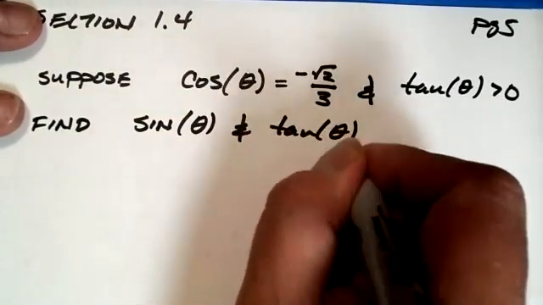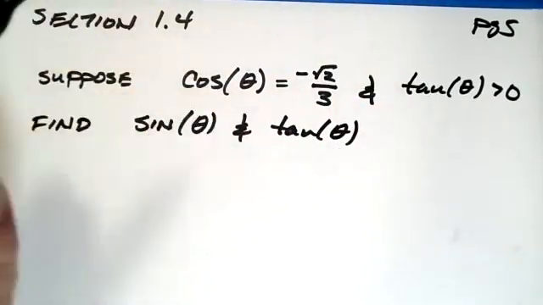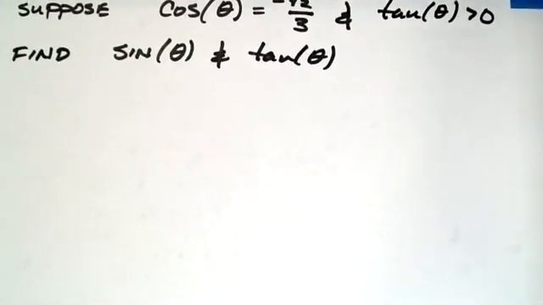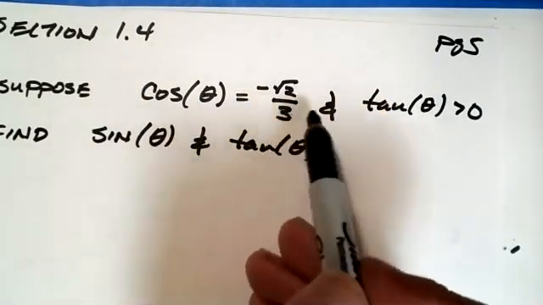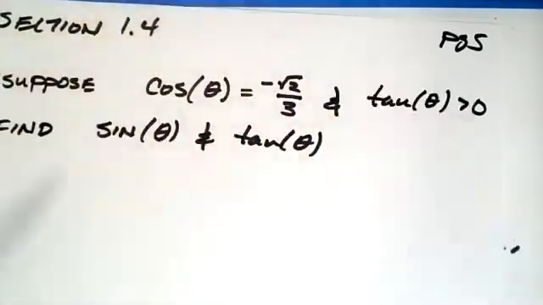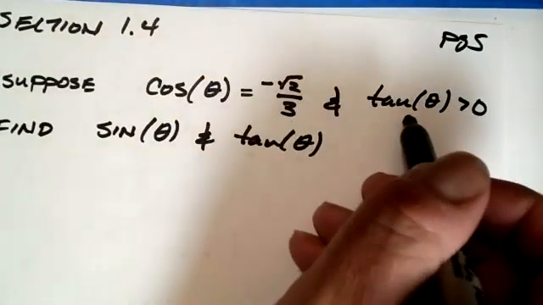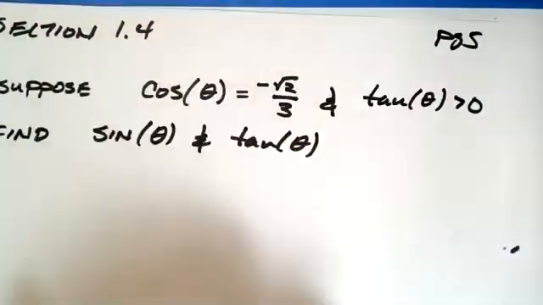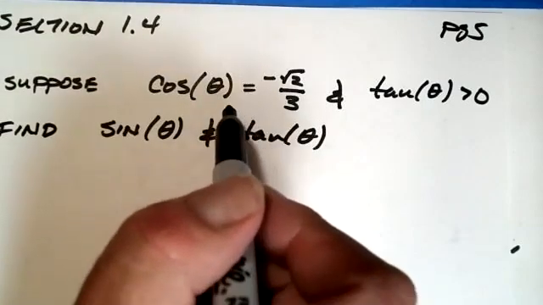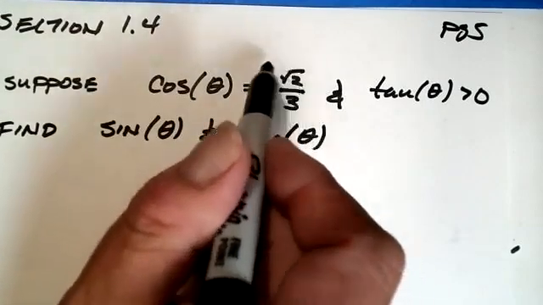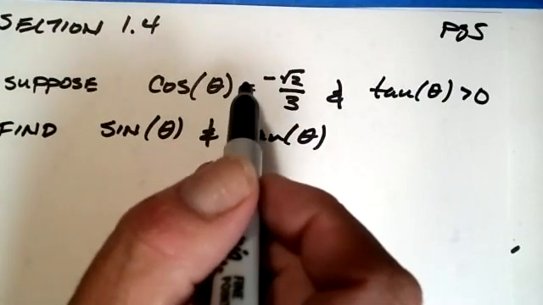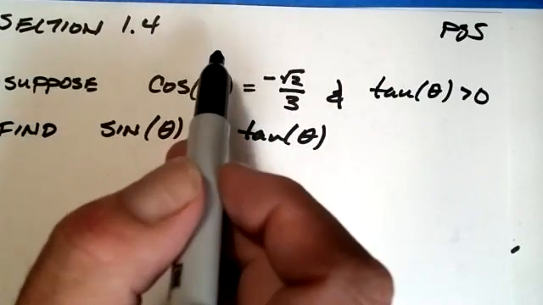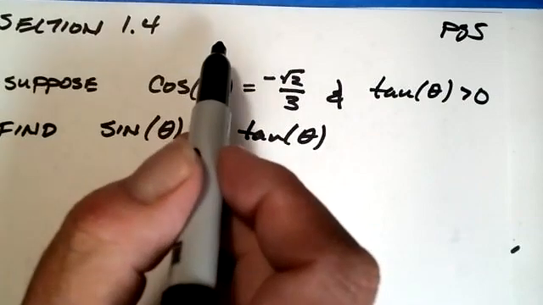Because once you have sine, cosine, and tangent, the other ones are just the reciprocals. It's not anything new. So here's what is new: instead of the problem telling us which quadrant it's in, we have to figure it out. So here's the question that we ask ourselves. From this statement, cosine is negative. Cosine is negative in quadrant 2 or quadrant 3.